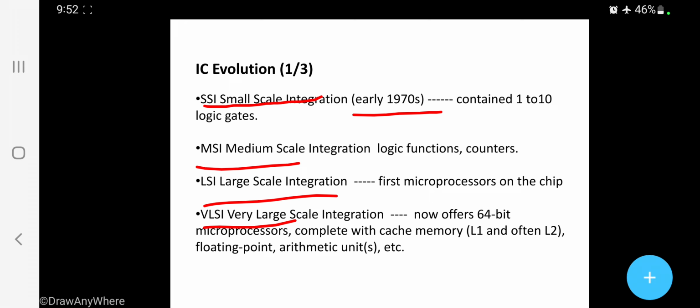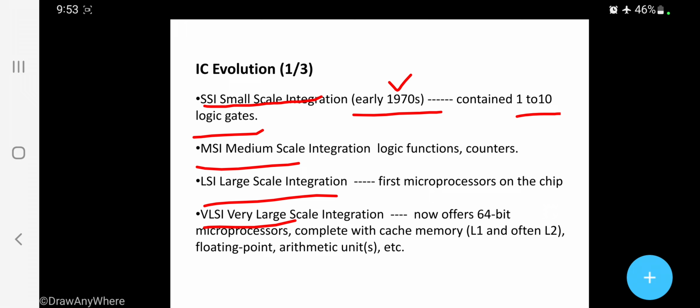Early 70s it is SSI, small scale integration. You can see here 1 to 10 logic gates used to be there on a single IC. Each logic gate is required, whether a NAND gate or a NOR gate, depending on which logic gate is required. So you're going to have 4 transistors for a single logic gate. We'll see how a NAND gate requires 4 transistors, while an OR gate will need more transistors.